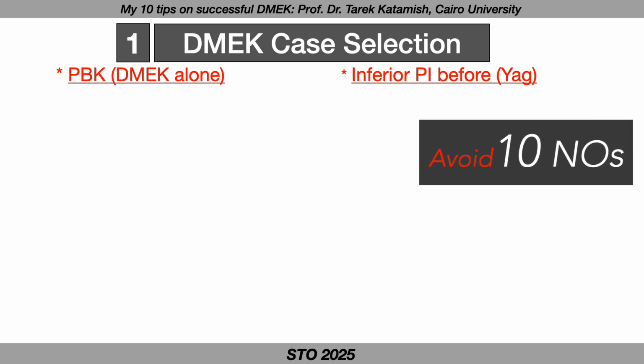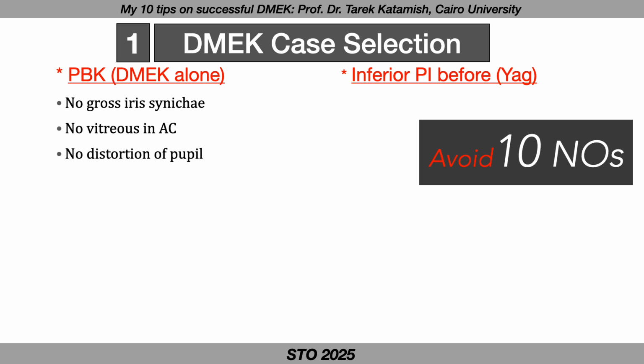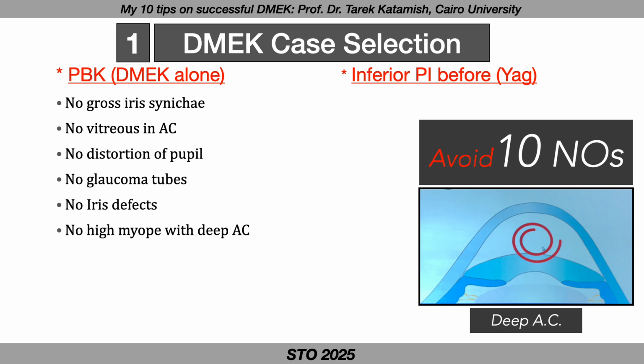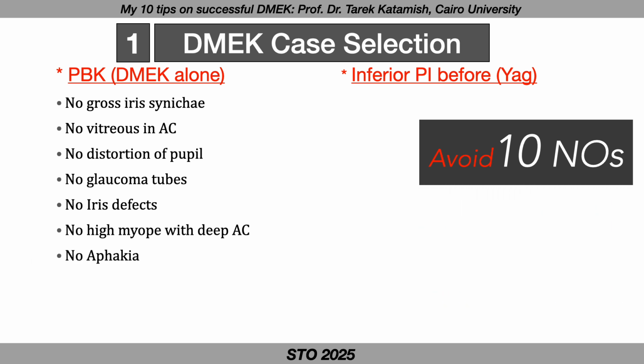During these early cases, avoid 10 things. Avoid gross iris synechia, avoid vitreous in the anterior chamber, avoid distorted pupils, avoid glaucoma tubes, avoid large iris defects, avoid high myopia because the unfolding of the DMEK roll in a deep anterior chamber is very difficult. For the same reason, avoid aphakia and avoid previous vitrectomy, and avoid unstable intraocular lens, and finally avoid hazy view.